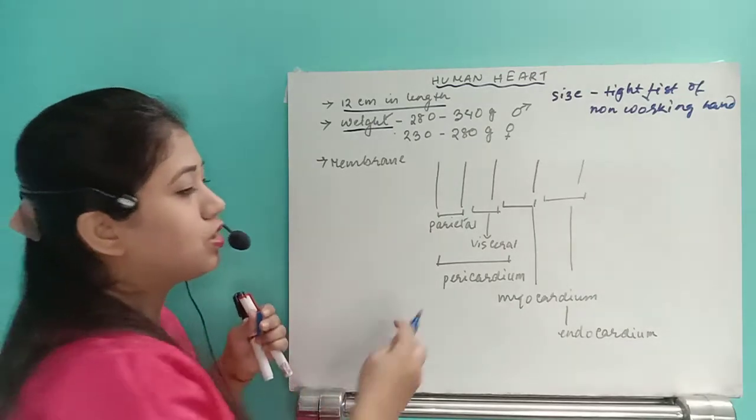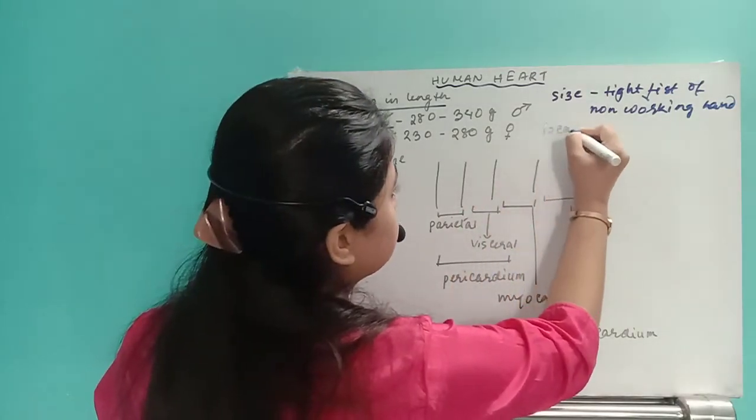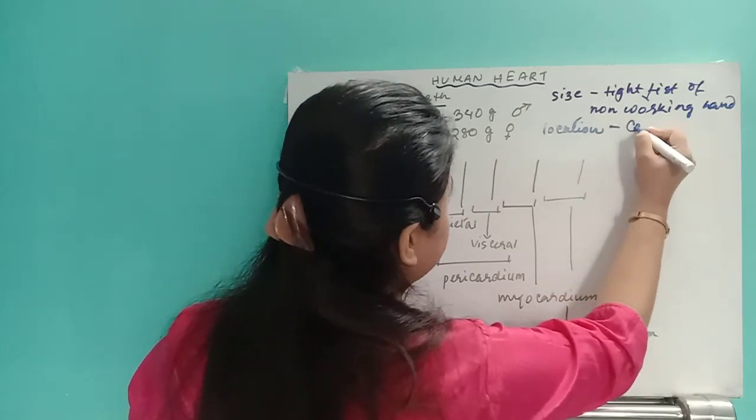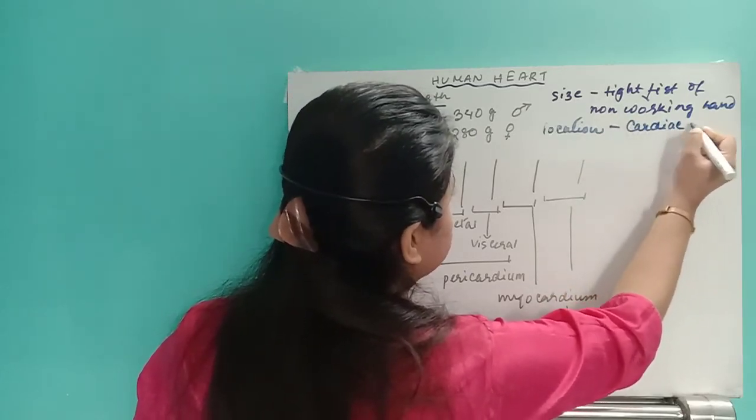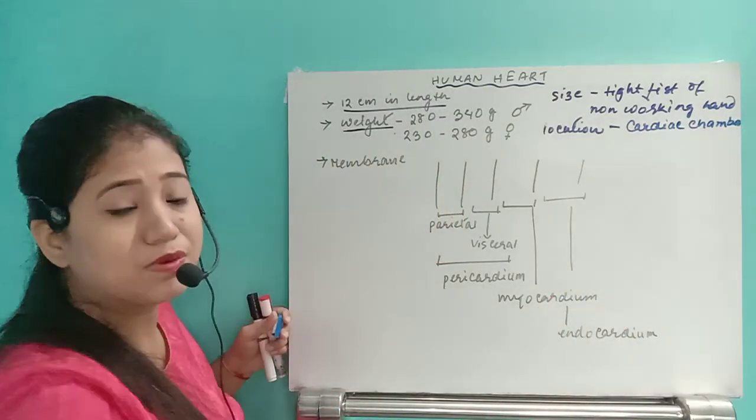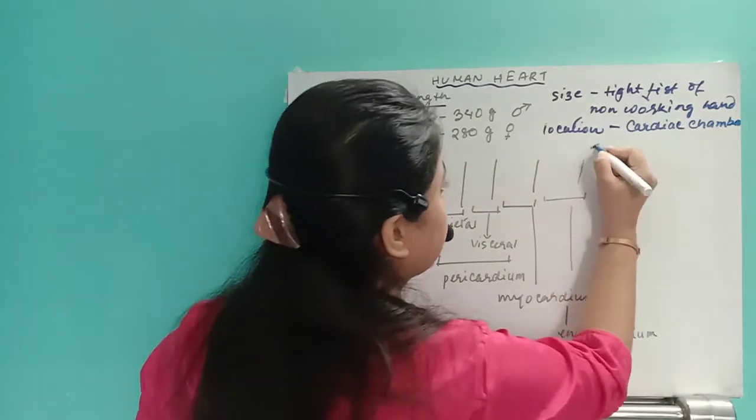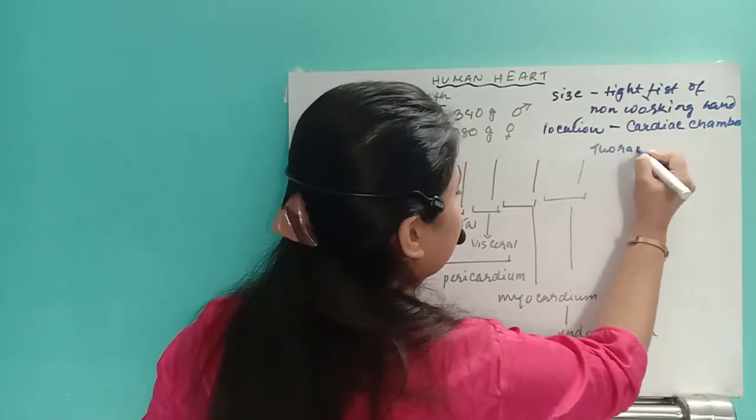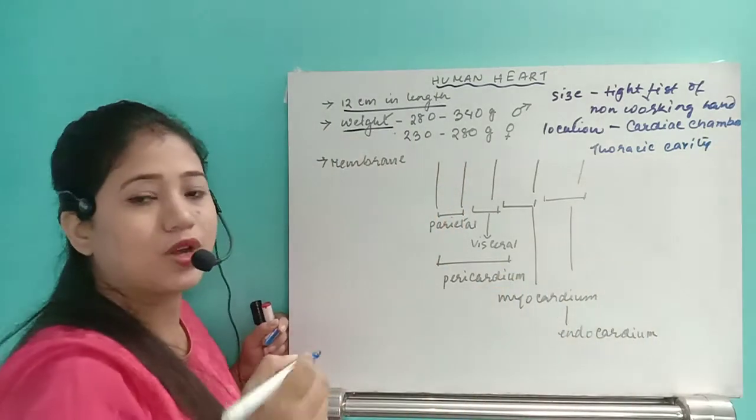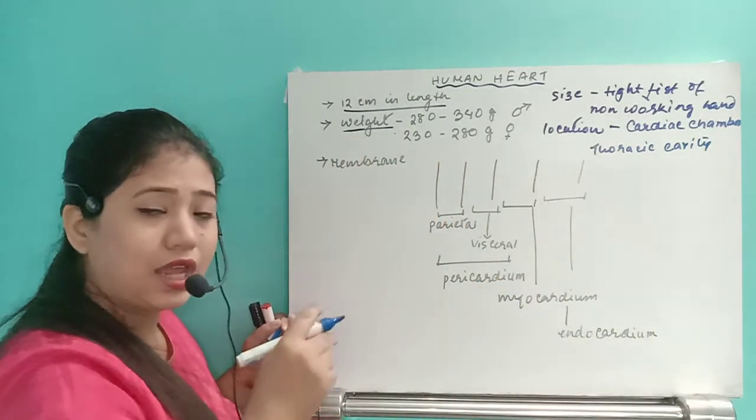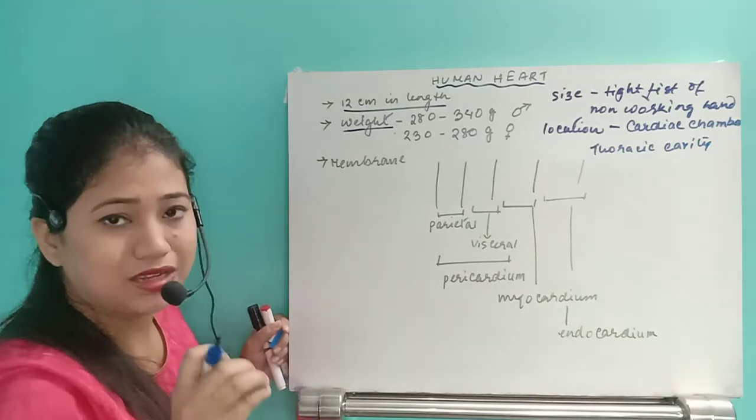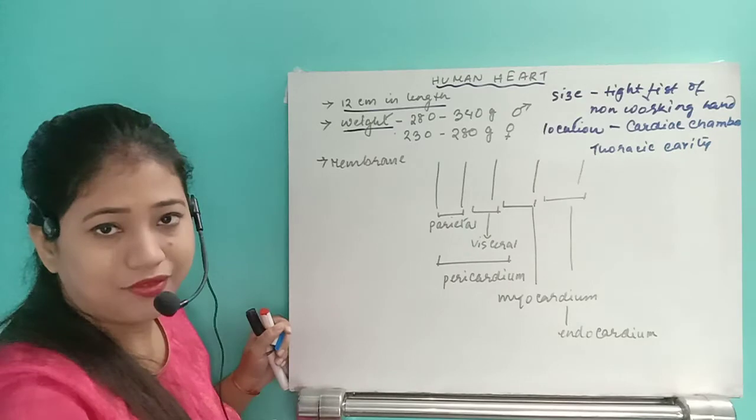Then what is the location where it is present? It is present in the cardiac chamber. Where is the cardiac chamber present? It is present in the thoracic cavity. You know that we have two cavities, one thoracic and another abdominal, and between the thoracic and abdominal cavity we have a separation known as the diaphragm, right?